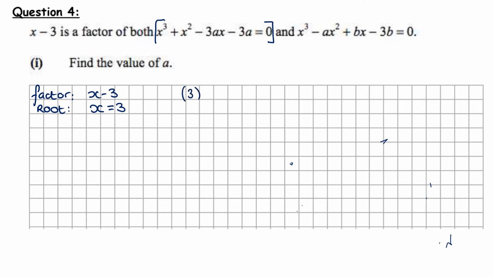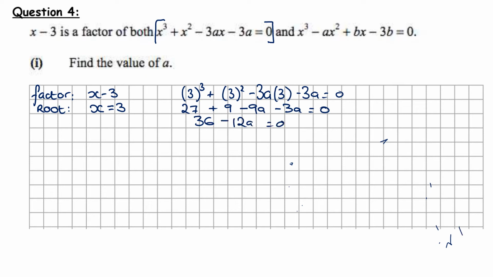So we have 3 cubed plus 3 squared minus 3a by 3 minus 3a equals 0. This gives us 27 plus 9 minus 9a minus 3a equals 0. Cleaning that up, we get 36 minus 12a equals 0. 12a equals 36. A equals 3.